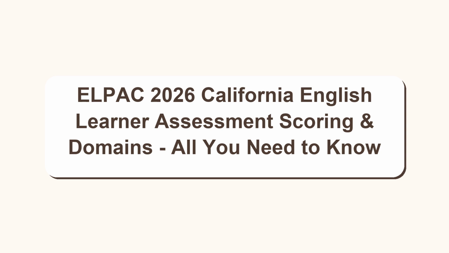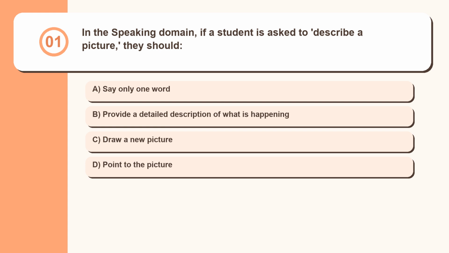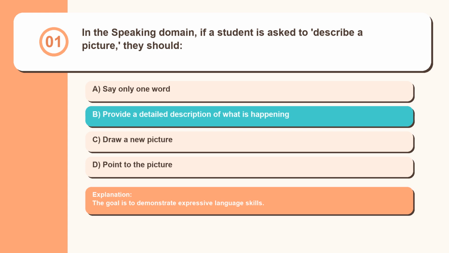ELPAC 2026 California English Learner Assessment scoring and domains, all you need to know. Question 1. In the speaking domain, if a student is asked to describe a picture, they should say only one word, provide a detailed description of what is happening, draw a new picture, or point to the picture. The goal is to demonstrate expressive language skills.